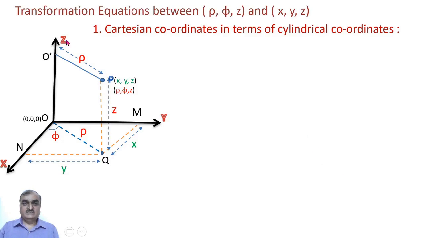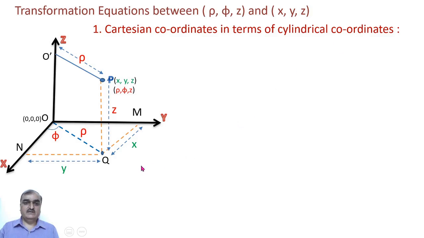Next topic, transformation equations between rho phi z, that is cylindrical coordinate, and xyz, that is Cartesian coordinate system. That is transformation equation between cylindrical coordinates and Cartesian coordinates. Let us first derive the relation between Cartesian coordinates in terms of cylindrical coordinates.